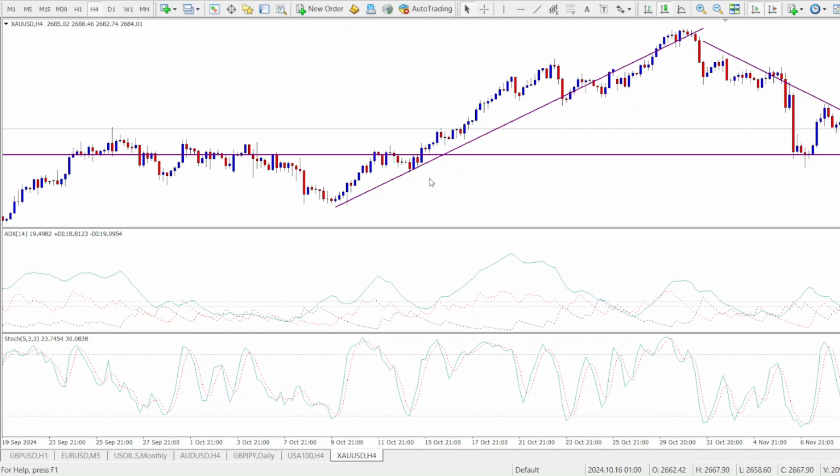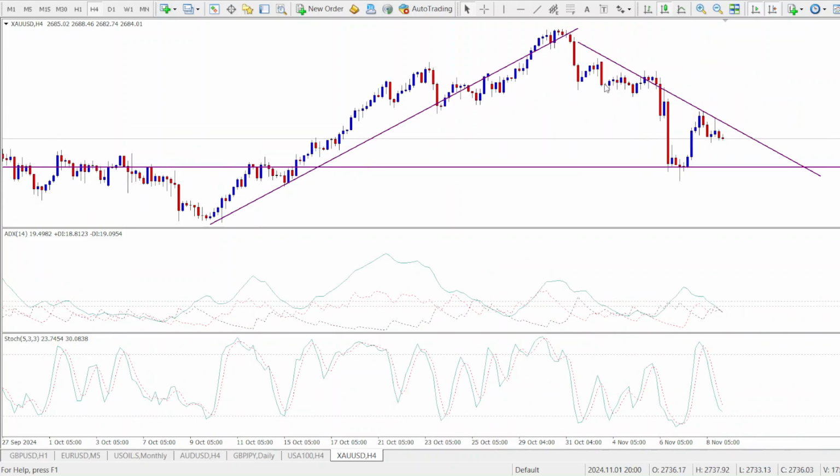For example, if you are in a buy trade, an ideal place to set your stop loss would be just below the previous swing low. And as for the take profit, you can use the nearest resistance zone. If you are in a sell trade, an ideal place to set your stop loss can be just above the previous swing high, and you can use the nearest support zone for your take profit. Or you can also use the stochastic to determine your exit points as well.